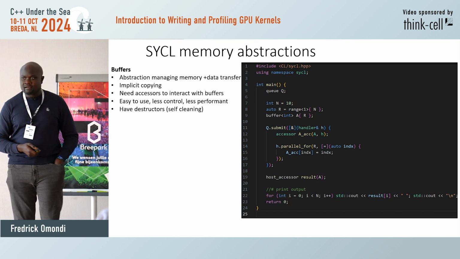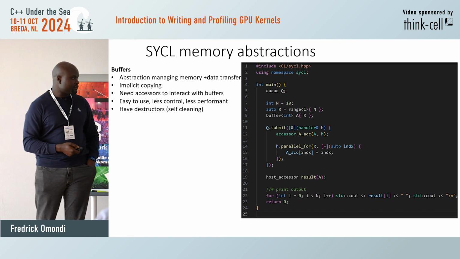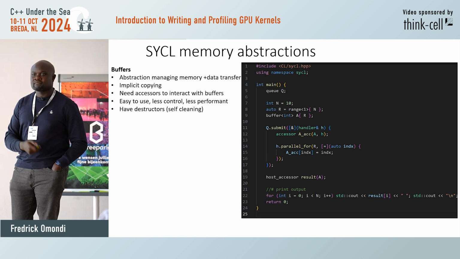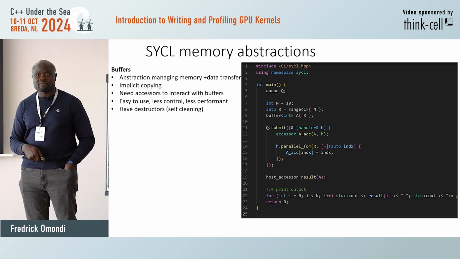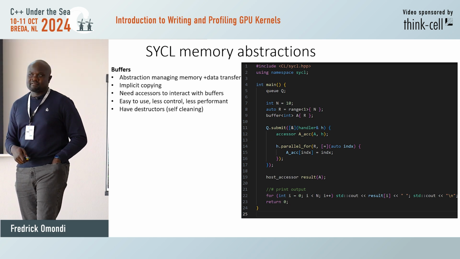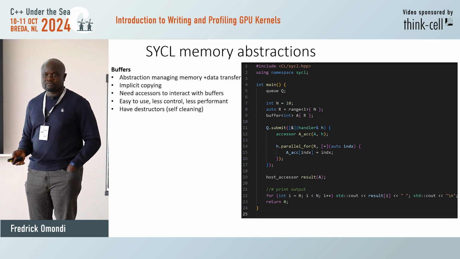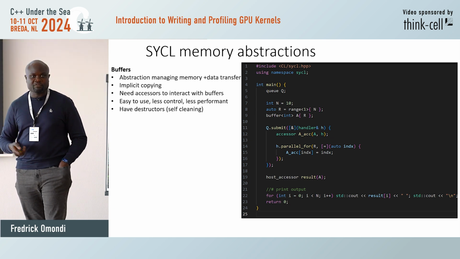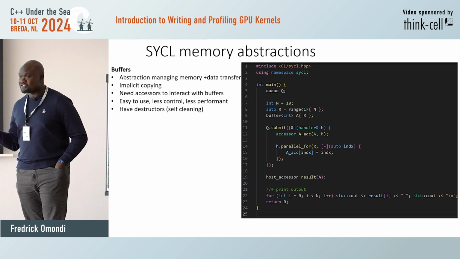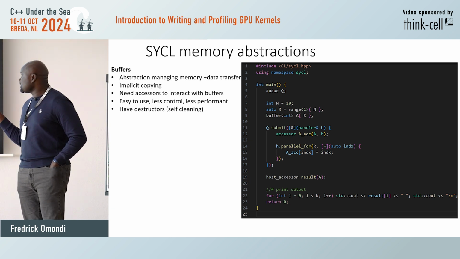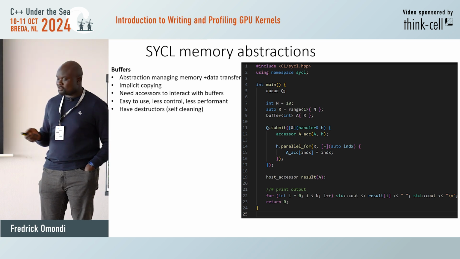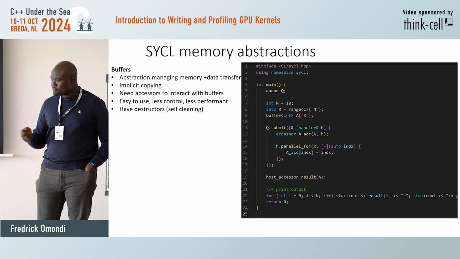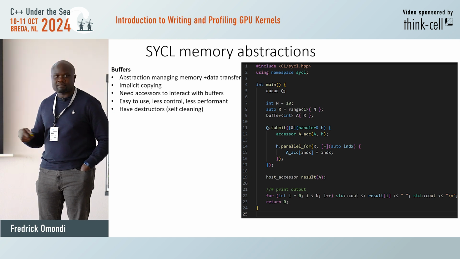So there are different SYCL memory abstractions. How do you move data from the host to the GPU, or to the device in this case? There are 2 options. It's really your preference, what you're looking for. We've got the buffers, which is the first one, and then we also have unified shared memory. I'm going to be going through the 2 options, and each one of them has its own pros and cons.